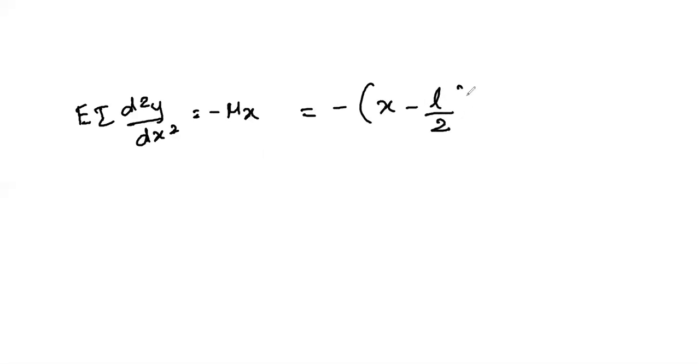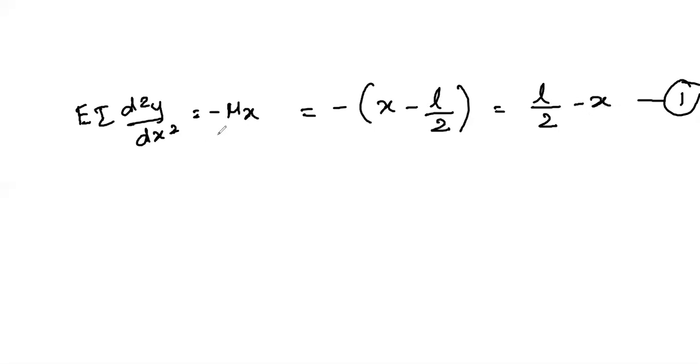Next, we are going to use this moment value in the double integration equation. EI d square y divided by dx square is equal to minus Mx. You know the value of Mx, that is X minus L by 2, so minus of that can be written as L by 2 minus x. This is your very first equation, that is EI into d square y divided by dx square is equal to L by 2 minus x. This is your first equation.